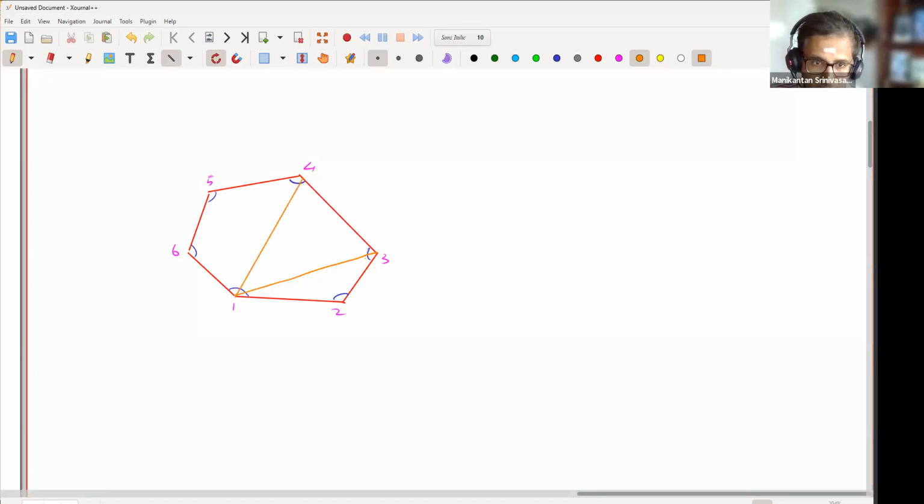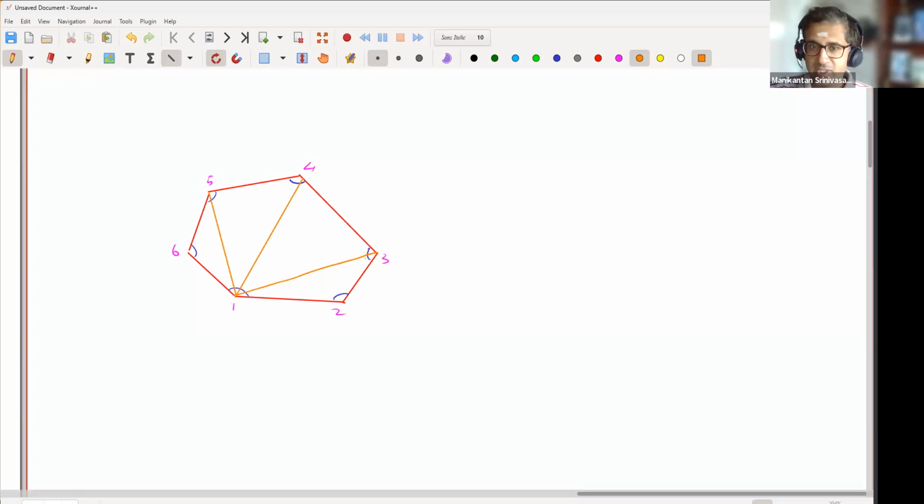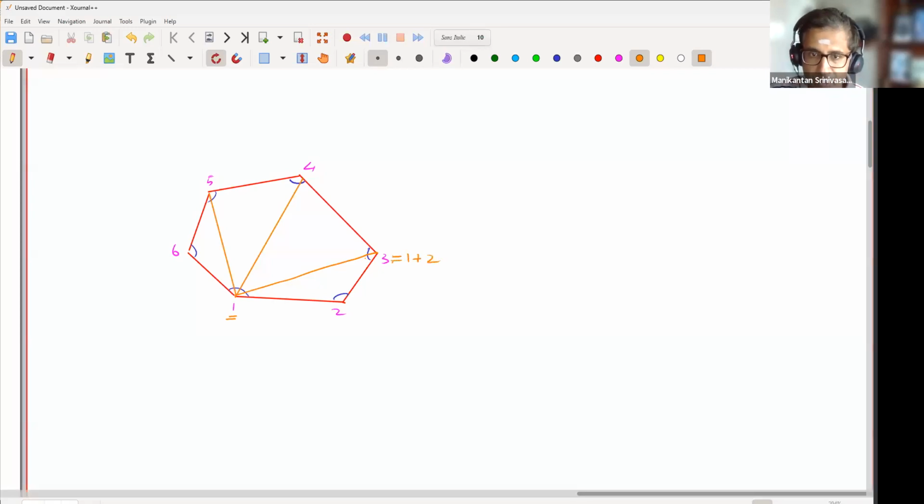The next triangle I can draw is 1 to 5. And that's it. That's the last triangle, correct? So counting from 1, being the common vertex in all of these triangles, the very first one ends in 1 plus 2, so this number 3 is nothing but 1 plus 2, correct? So this is where the first triangle ends.